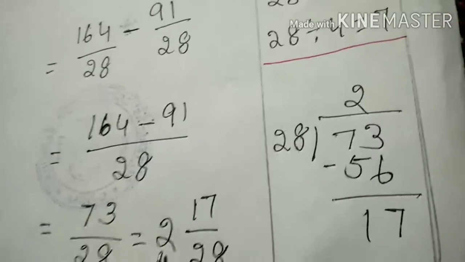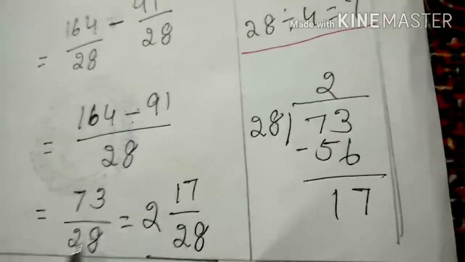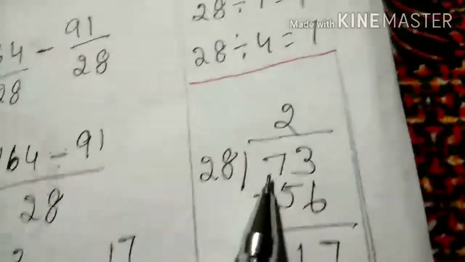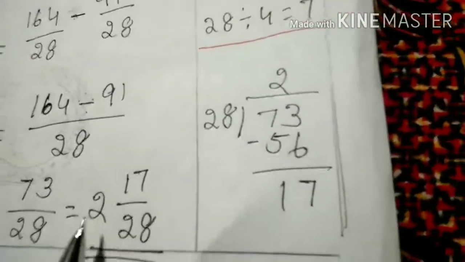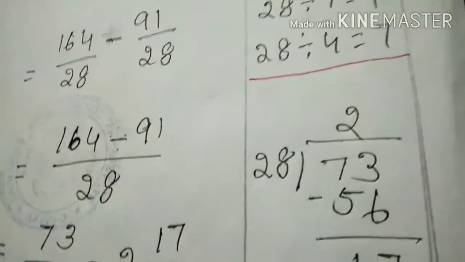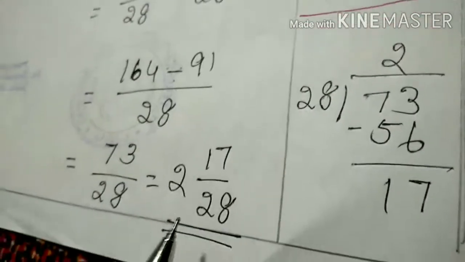That will be equal to, converting that improper fraction into a mixed fraction, you are getting the answer as 2 17 by 28. Remember, you always have to convert the improper fraction into a mixed fraction.